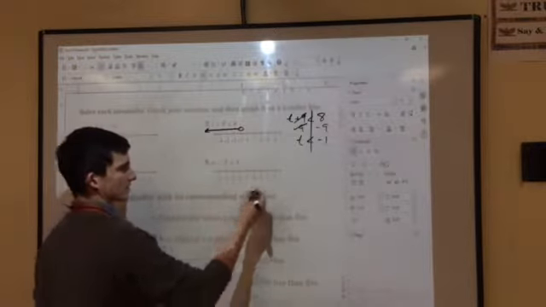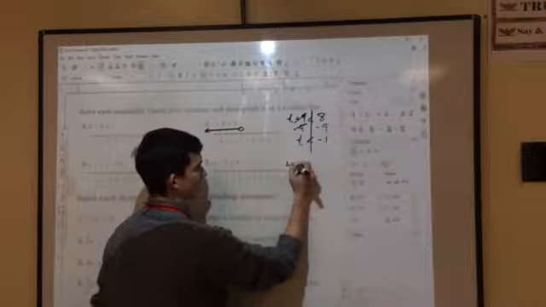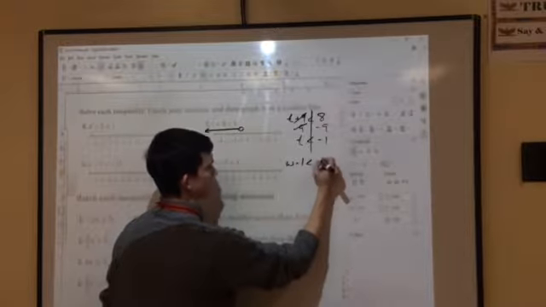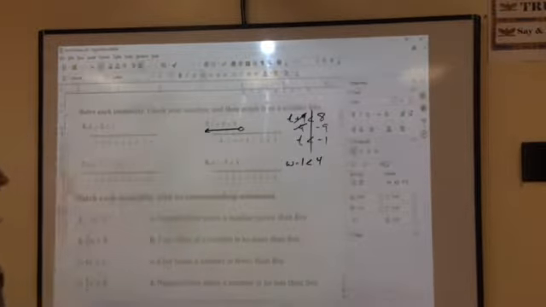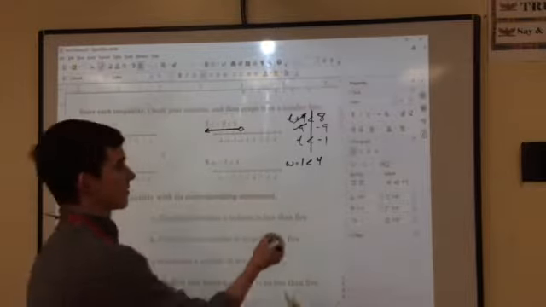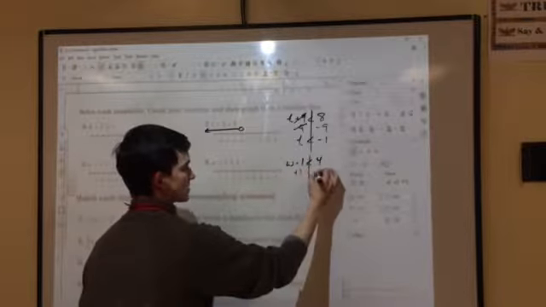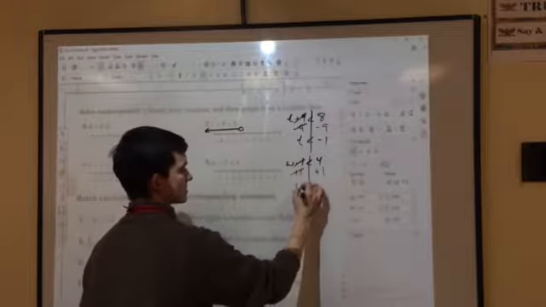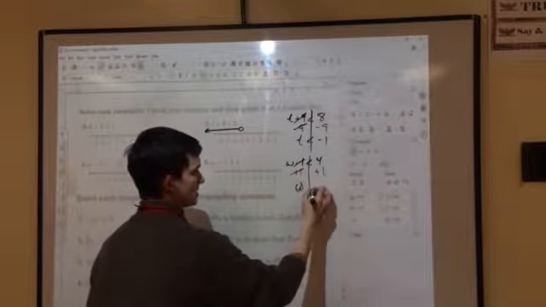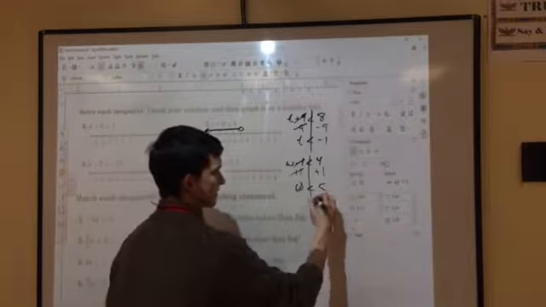Let's do this one. This one, number 9, is w minus 1 is less than 4. W minus 1 is less than 4. So I'm going to now add 1 to both sides. Minus 1 plus 1 cancels. So w is less than 4 plus 1, which is 5.